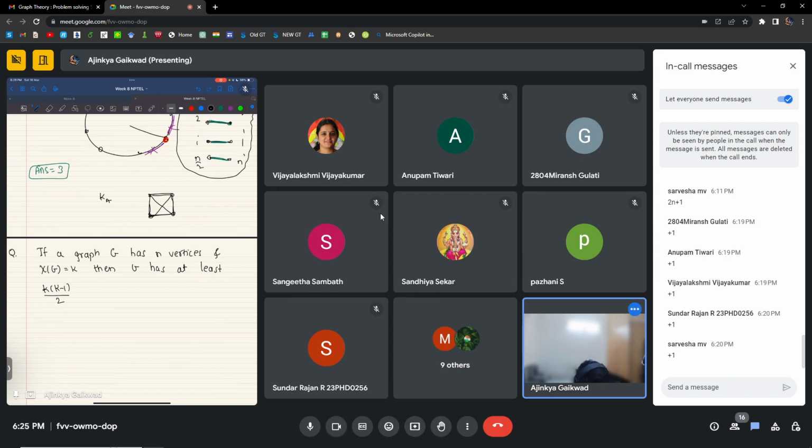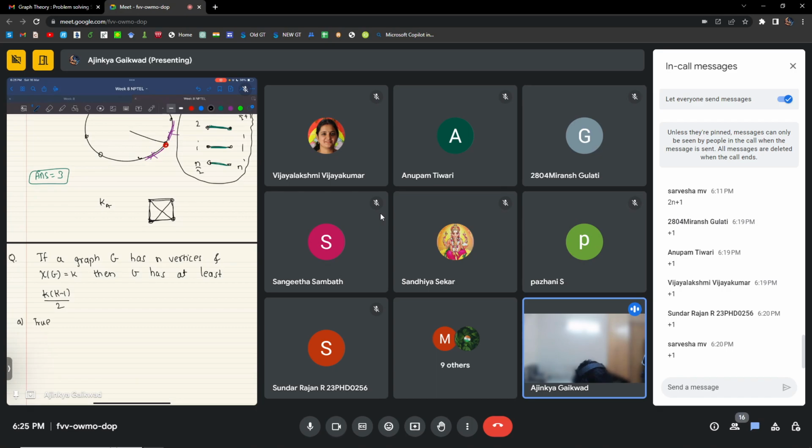So question: is this a true statement or false statement? Let me explain the problem. So you have a graph G, right? And it contains n vertices. And let's say the chromatic number of this graph is k. The minimum number of colors required to color all the vertices is k. Now, is it true that such a graph G will always contain at least k into k minus 1 by 2 edges? If you think this is true, prove it. If you think this is false, construct a counterexample.